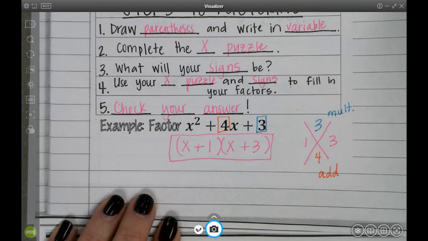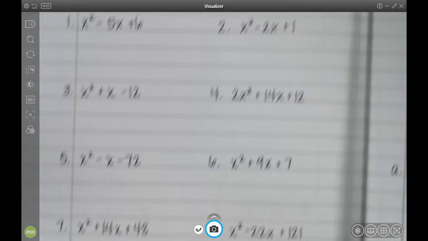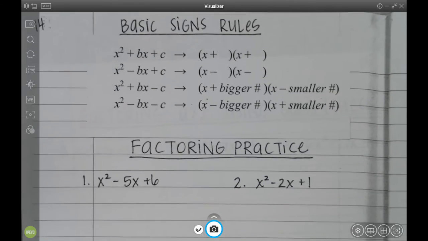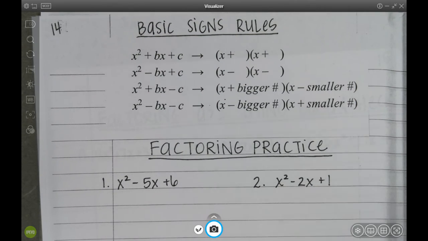Okay, there should be one teeny tiny little piece of paper in that sleeve that looks like this. And that will help you figure out your signs.